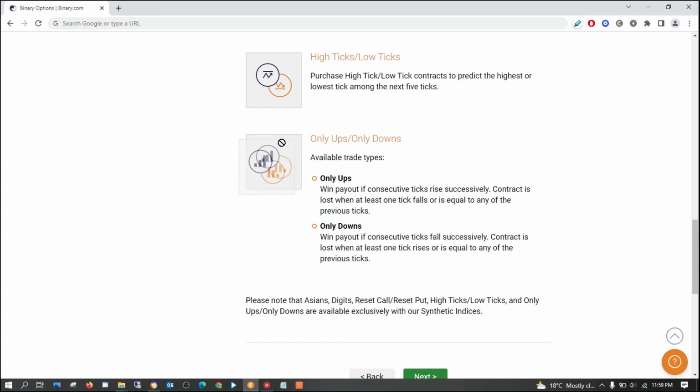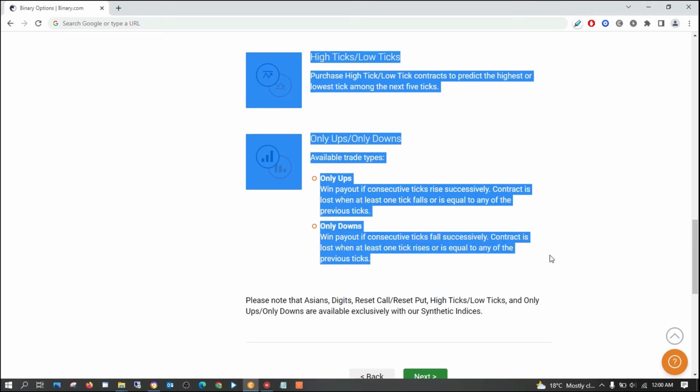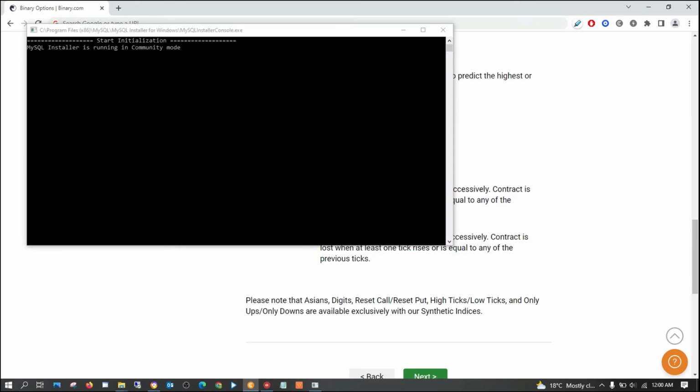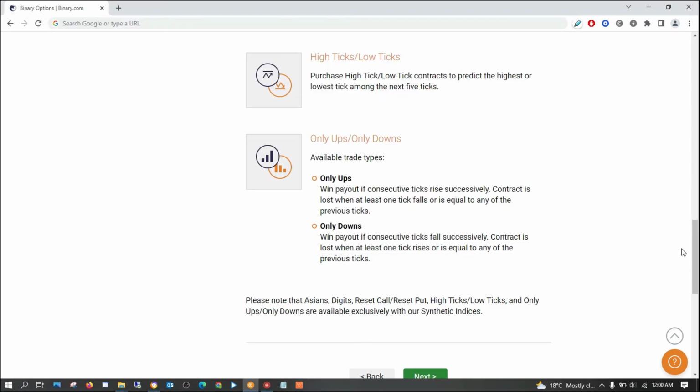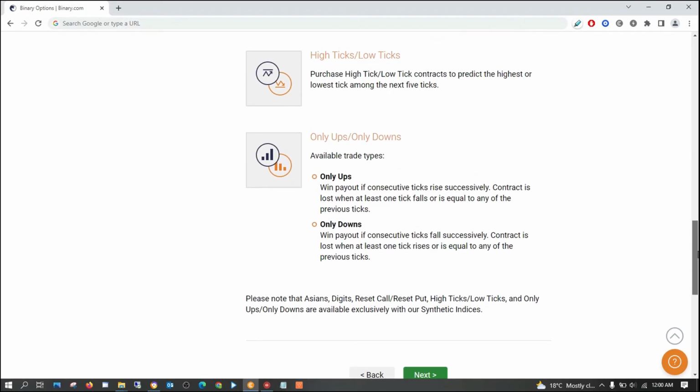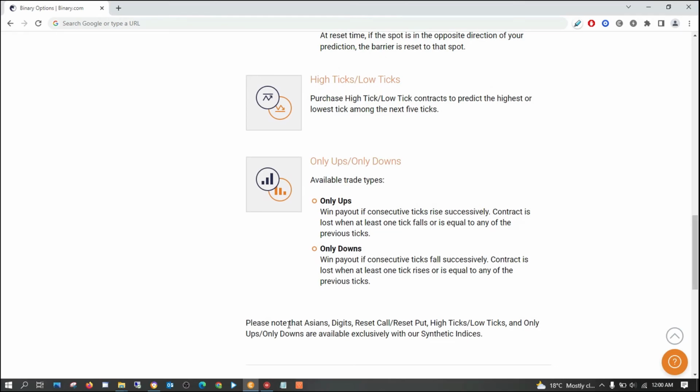These are not common types of trades that you will trade, but we'll show you how that one works. There is a note here. Please note that Asian digits, reset call, reset put, high ticks, low ticks, and only ups, only downs are available exclusively with our synthetic indices.